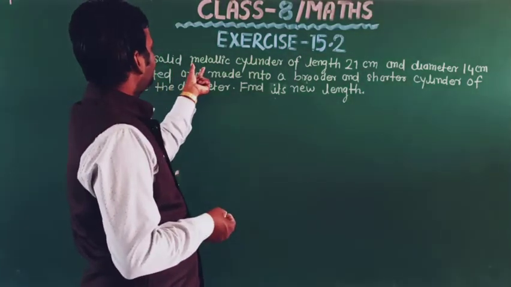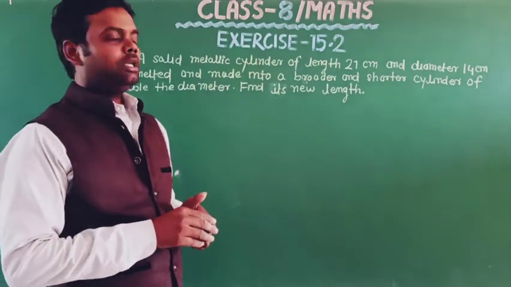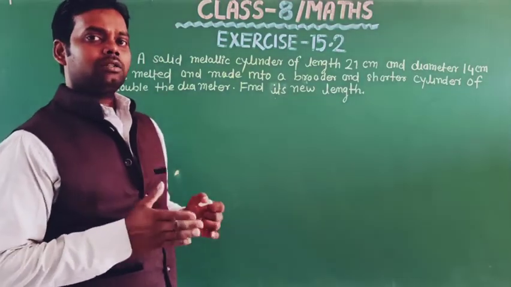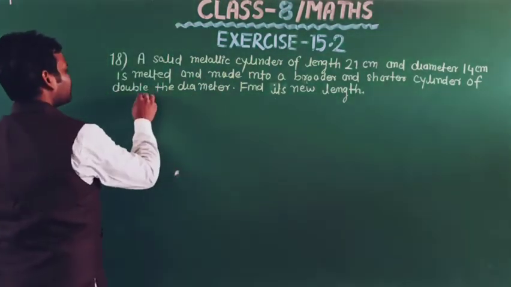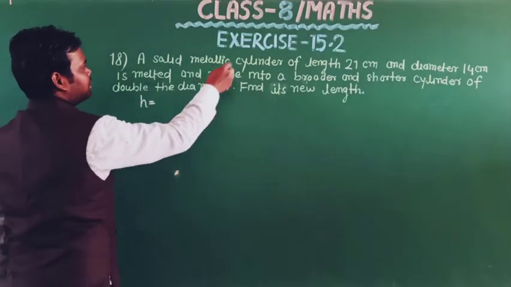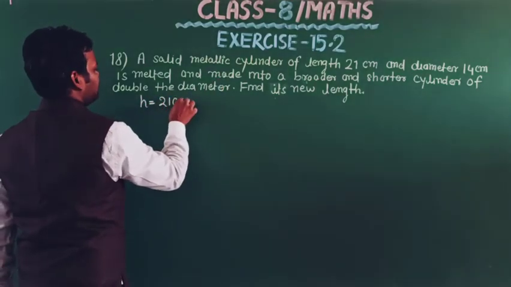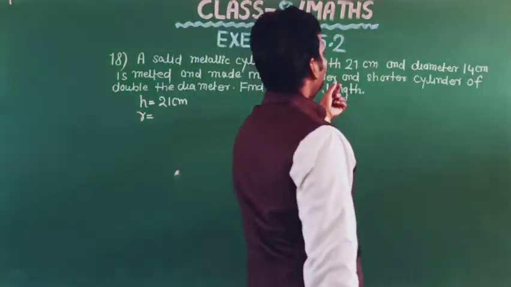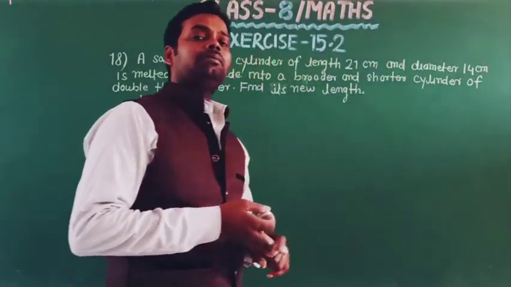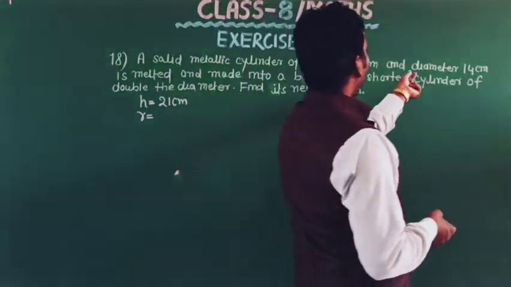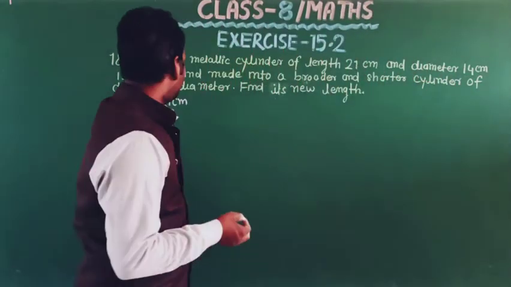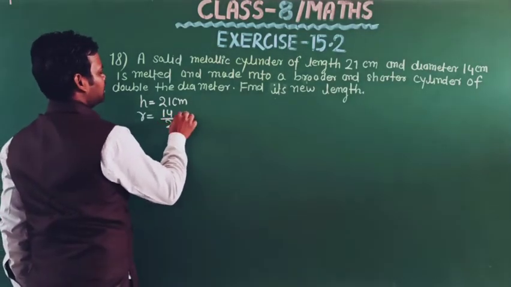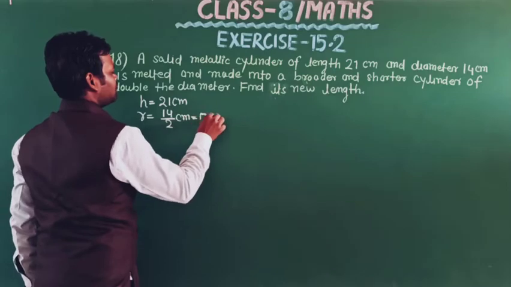So let small h and small r be the height and radius of the solid metallic cylinder. The length is given, which is equal to 21 cm, and small r means the radius of the base of the metallic cylinder. Its diameter is given as 40 cm, so the radius would be equal to 14 by 2 cm, equal to 7 cm.